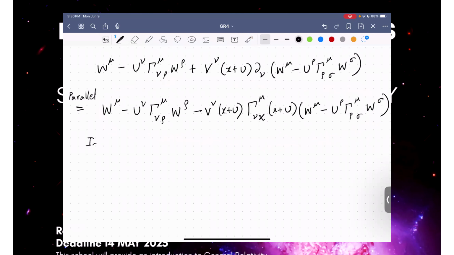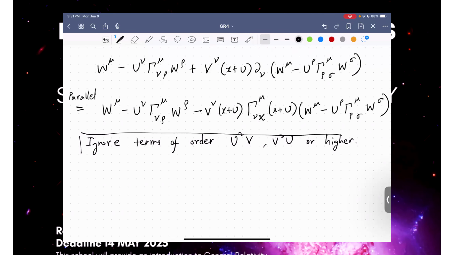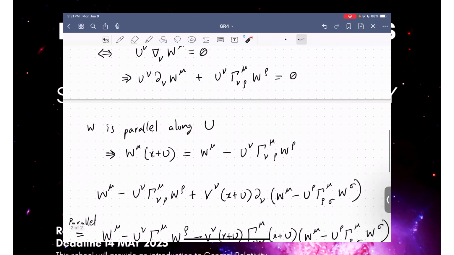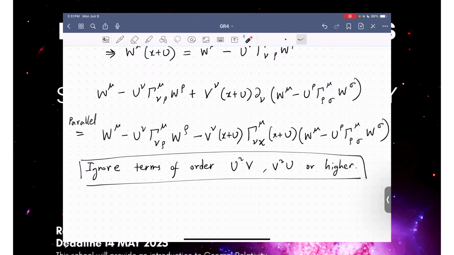So ignore terms of order, say, u square v, v square u, or higher. Now, what is the justification for this? This is actually being done with some foresight. So what I mean by that is that I know what I'm going to find at the end of the computation, so I'm using that knowledge to some extent.